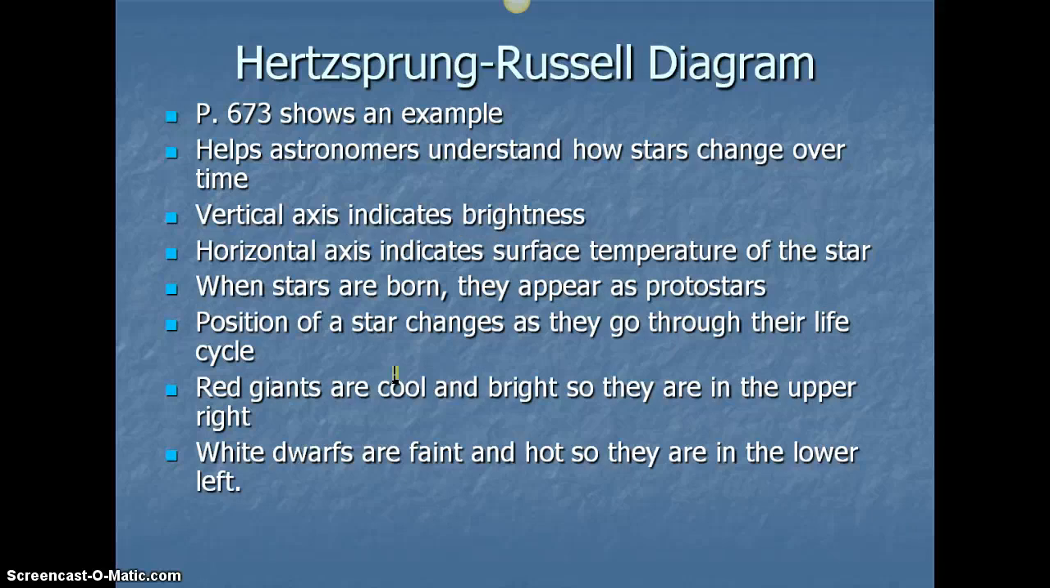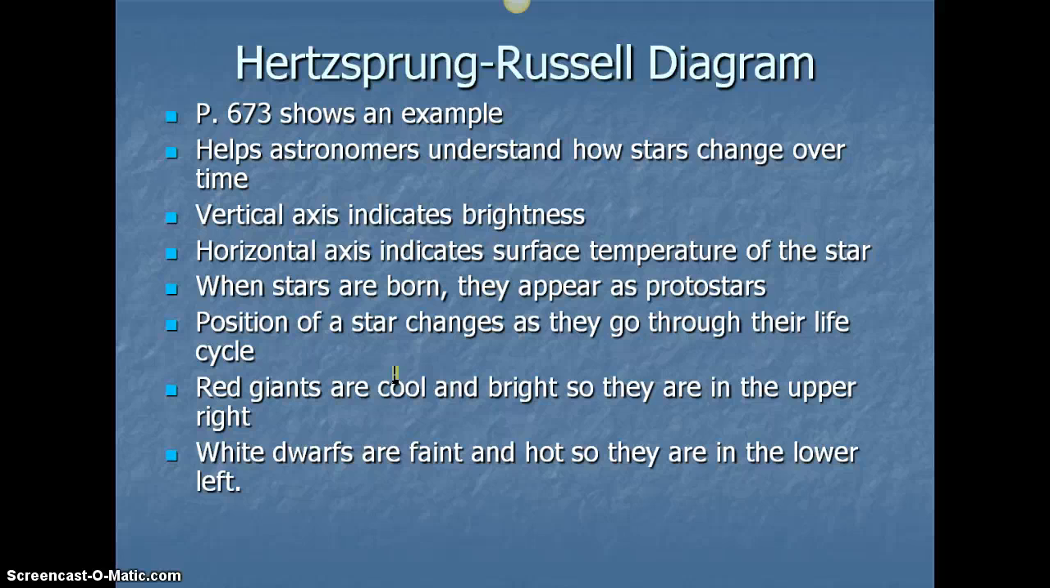All right, this next part you need to know. You're going to need to be able to make and read an HR diagram. These are called HR diagrams, or Hertzsprung-Russell diagrams. Page 673 in your book has a good example. Basically, these just show life cycles of stars. You can chart them on this graph and see where a star is in its life cycle. The vertical axis is brightness, the horizontal axis is surface temperature.